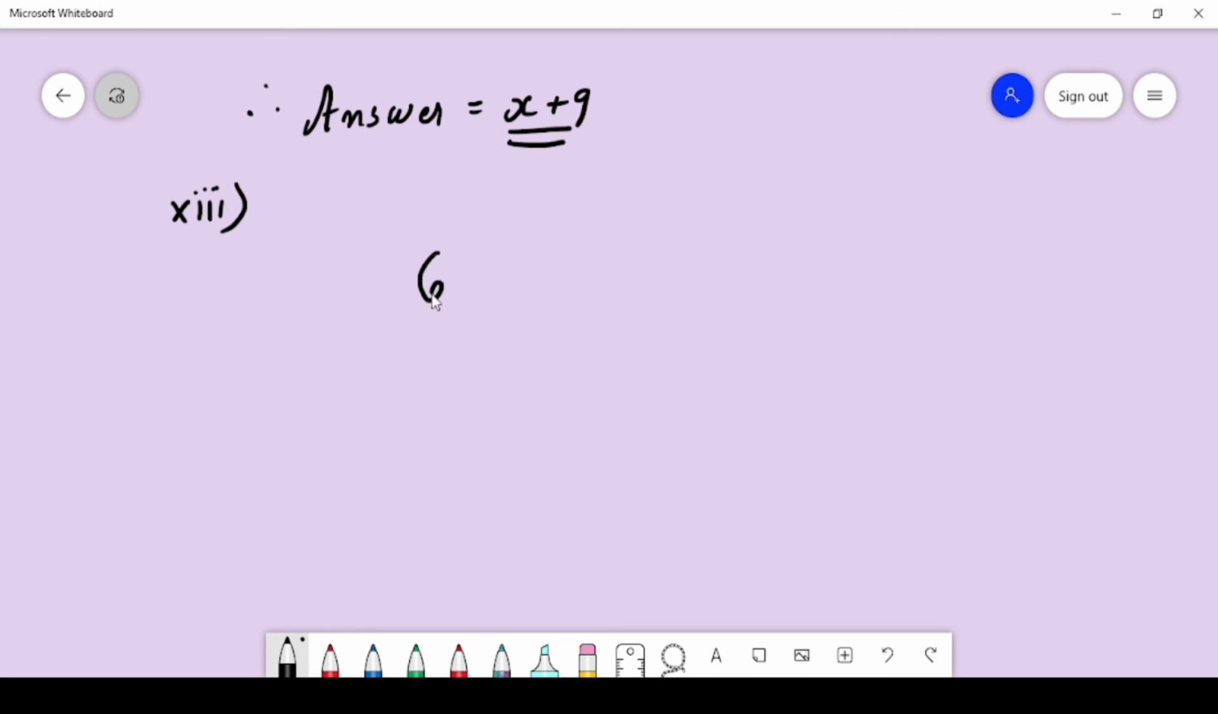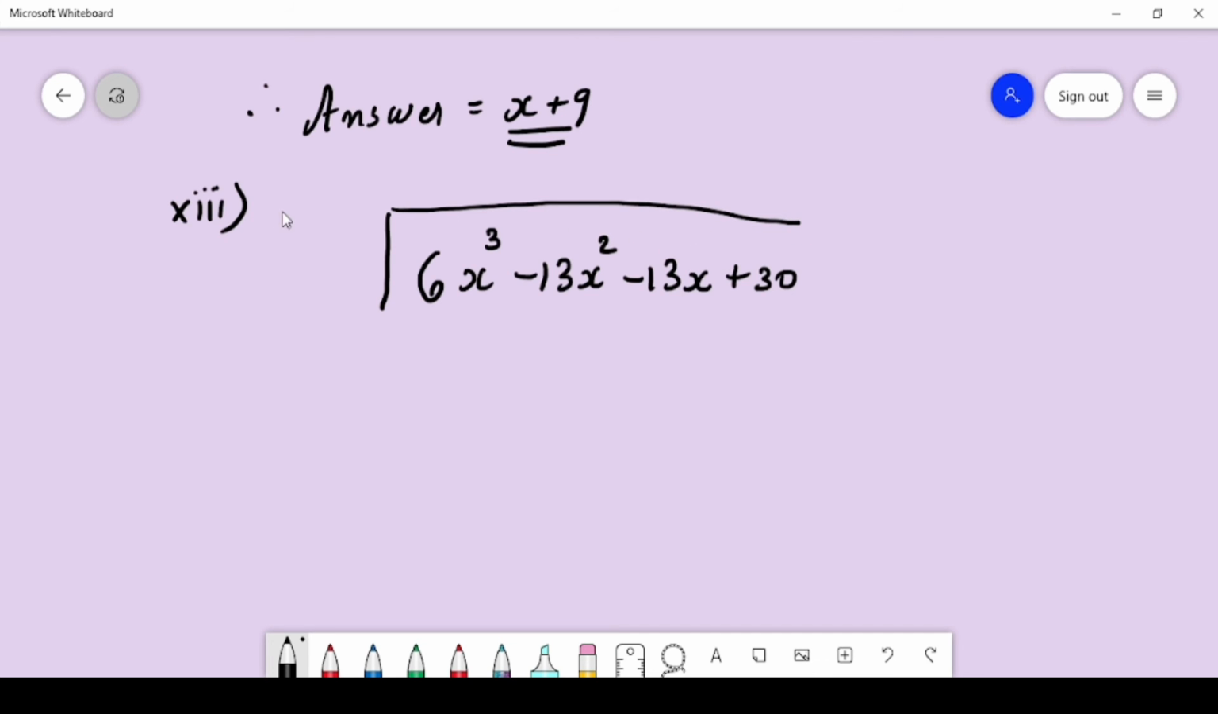So 6x cube minus 13x square minus 13x plus 30 divided by 2x square minus x minus 6. Here again in descending powers. Okay, so no need of rearrangement. Cube, square, then power is 1, then no term, constant term. So here square, 1 and constant term. So no need of rearrangement in this.